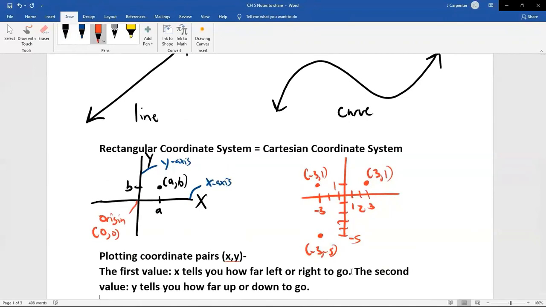If we're trying to describe something in 3 dimensions, it would be a coordinate triple because you'd need 3 numbers. You need to know how far left to go, how far up to go, and how far in or out to go.